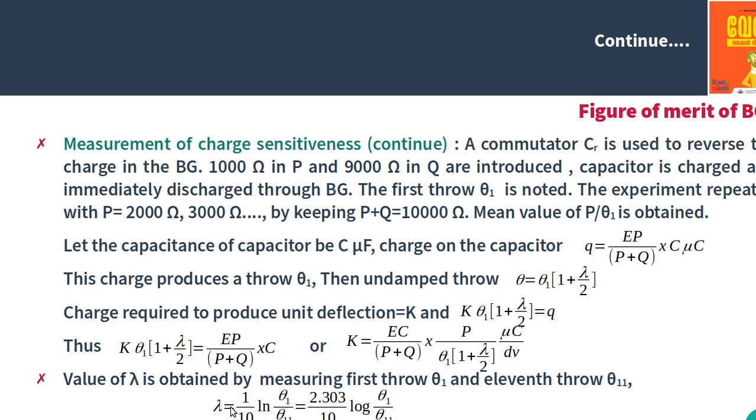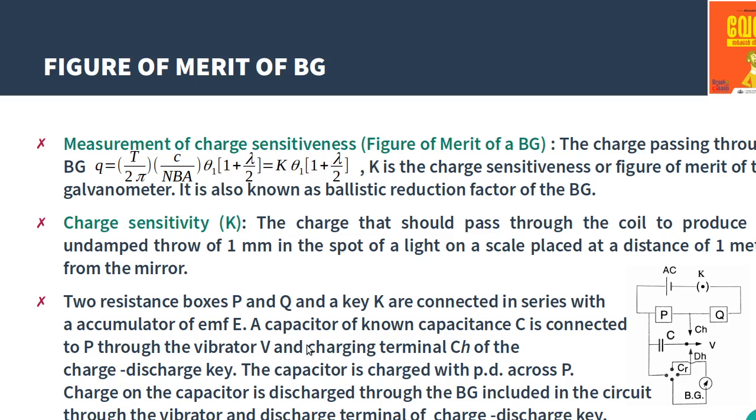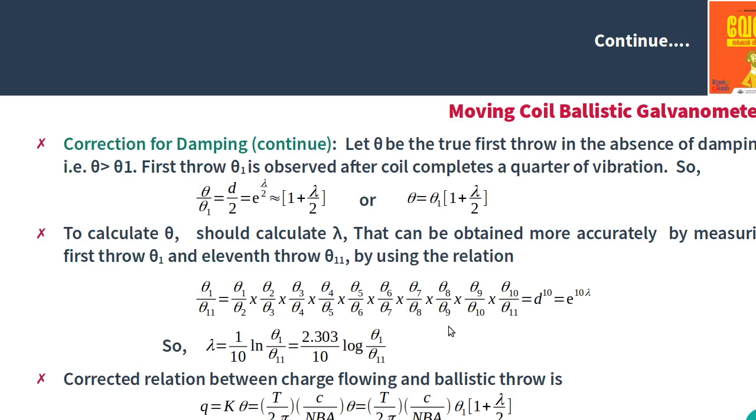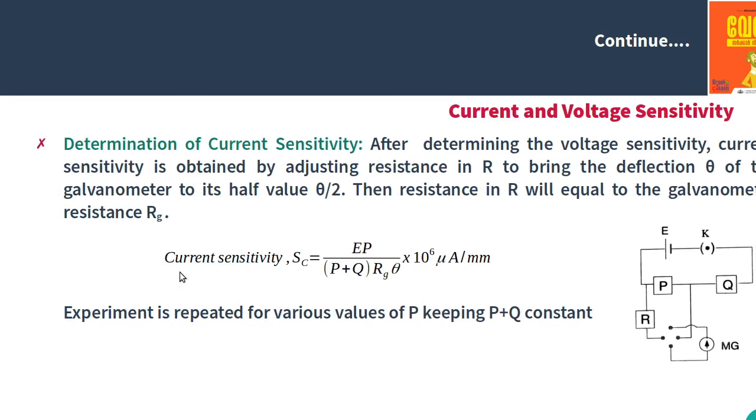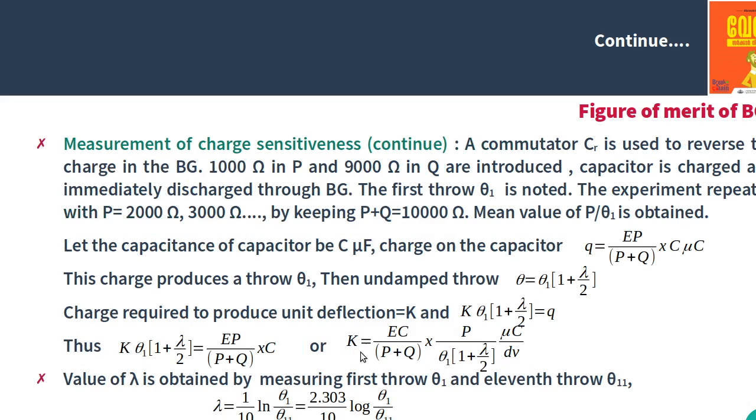That lambda is obtained by measuring theta 1 and theta 11. I told you earlier, we are also measuring theta 1 and theta 11 for each value of P and Q. From our previous video, we already learned how we can get the value of lambda. So lambda will be 1 by 10 ln theta 1 by theta 11, or in terms of base 10 log, 2.303 by 10 log theta 1 by theta 11. We already learned it, that's why I am not explaining again here. In the damping correction, I told you how to do that calculation. So in this way, you can get the value of K.